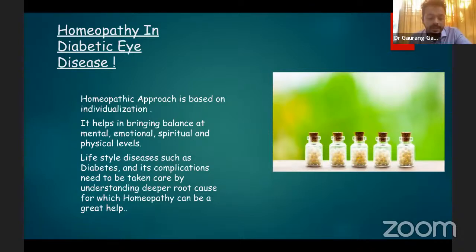Hello and namaste from Mumbai. And Dr. Pushpa already discussed all the clinical pathological processes involved in the diabetic eye. And I'm here to talk to you about the homeopathic approach.